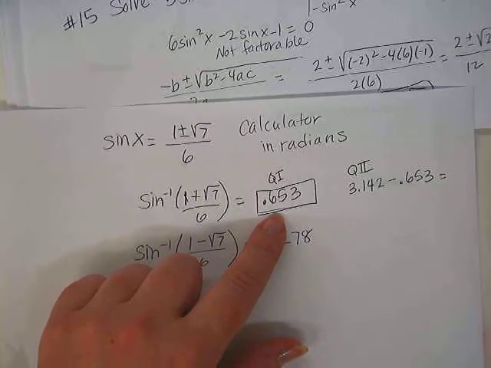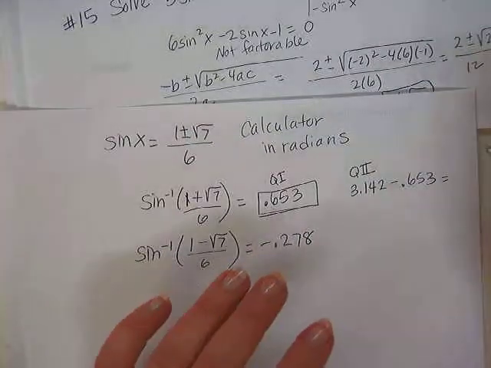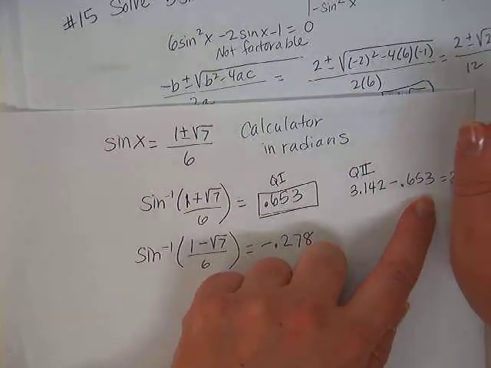So 3.14159, so 2, minus 0.653. What'd you guys get for that?